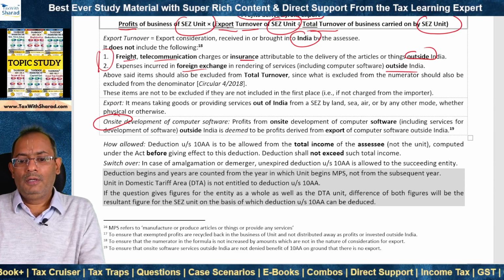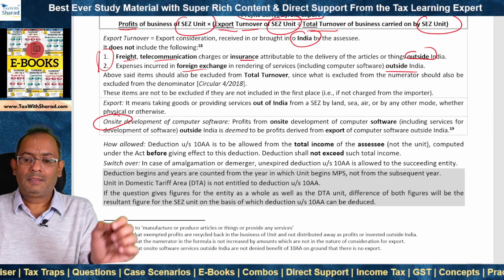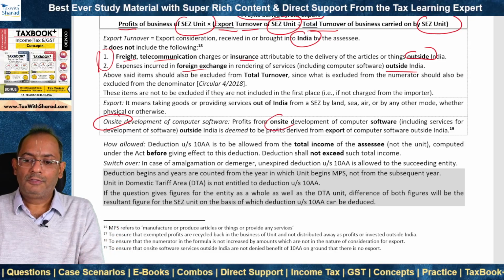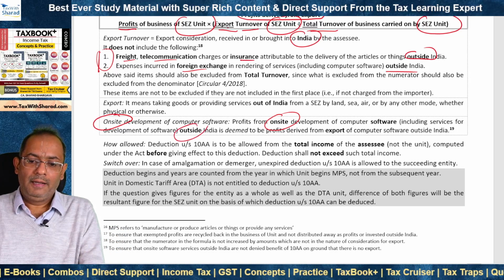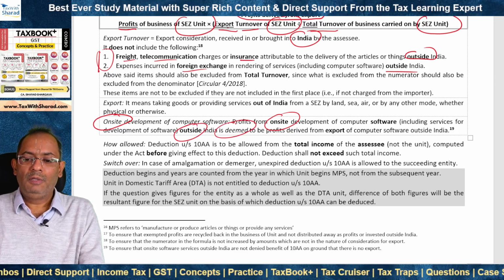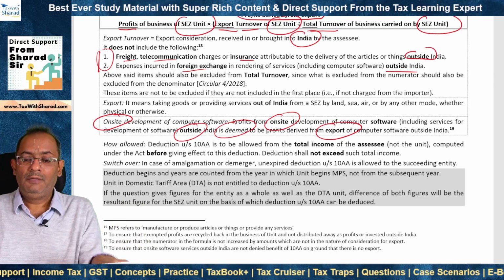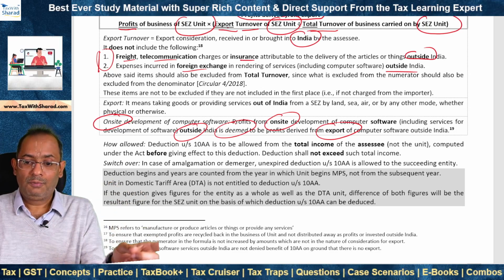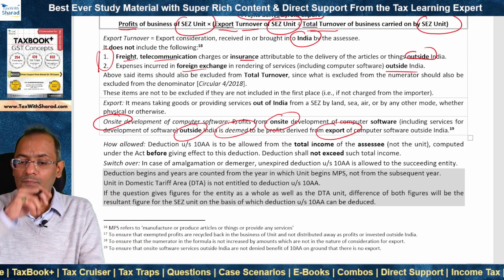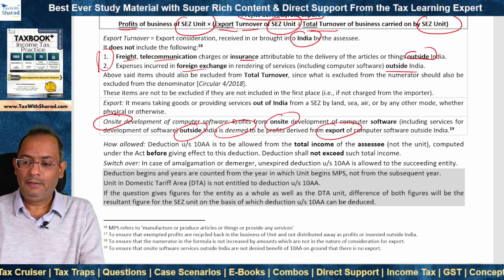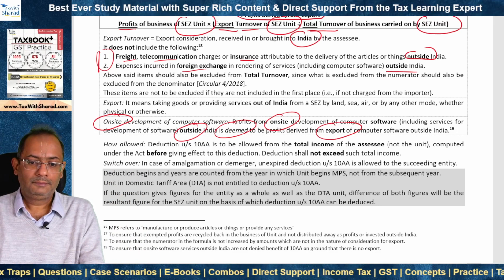But it is specifically provided, and this is a relaxation given, that profits from on-site development of computer software outside India are deemed to be profits derived from export, even though technically it may not be called an export. It is deemed so, and therefore the benefit of section 10AA can be availed in respect of such profits.